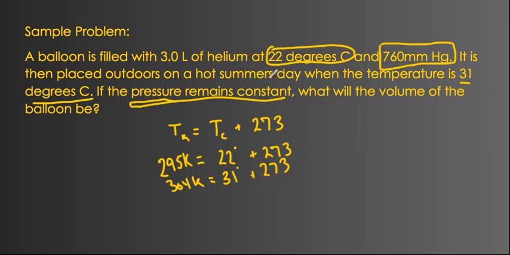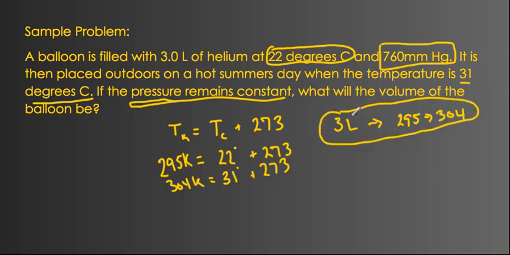So here's basically what's happening. I have a 3-liter balloon, okay, and I'm then taking my temperatures increasing from 295 to 304. That's what's happening. So identify what's happening. I'm taking a 3-liter balloon and I'm raising the temperature from 295 kelvins to 304 kelvins. That's the situation. Now, according to Charles's law, what should happen if I have a 3-liter balloon held at constant pressure and I've raised the temperature? Well, according to Charles's law, my volume should increase.